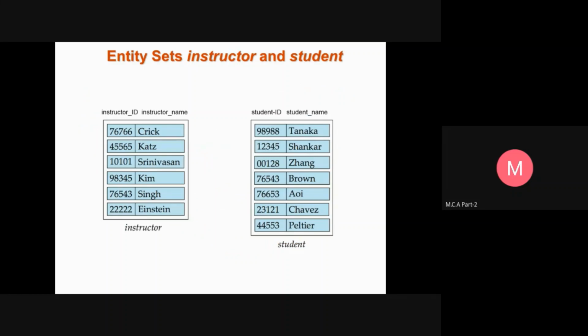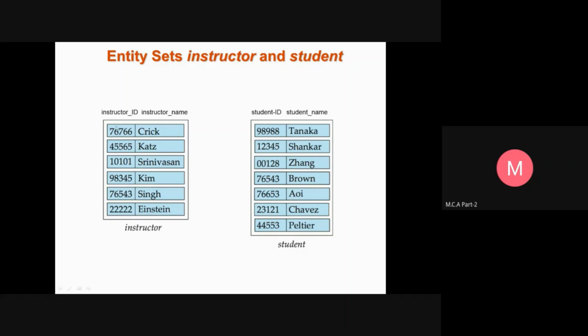If you're looking at this, we see two things. We see the extension of the instructor table or the instructor entity, and the extension of the student entity. What do we mean by extension over here? The instance at that particular point of time. So the set of records or the set of tuples in the database at that point of time. So for the instructor, the extension is all these tuples or all these records.